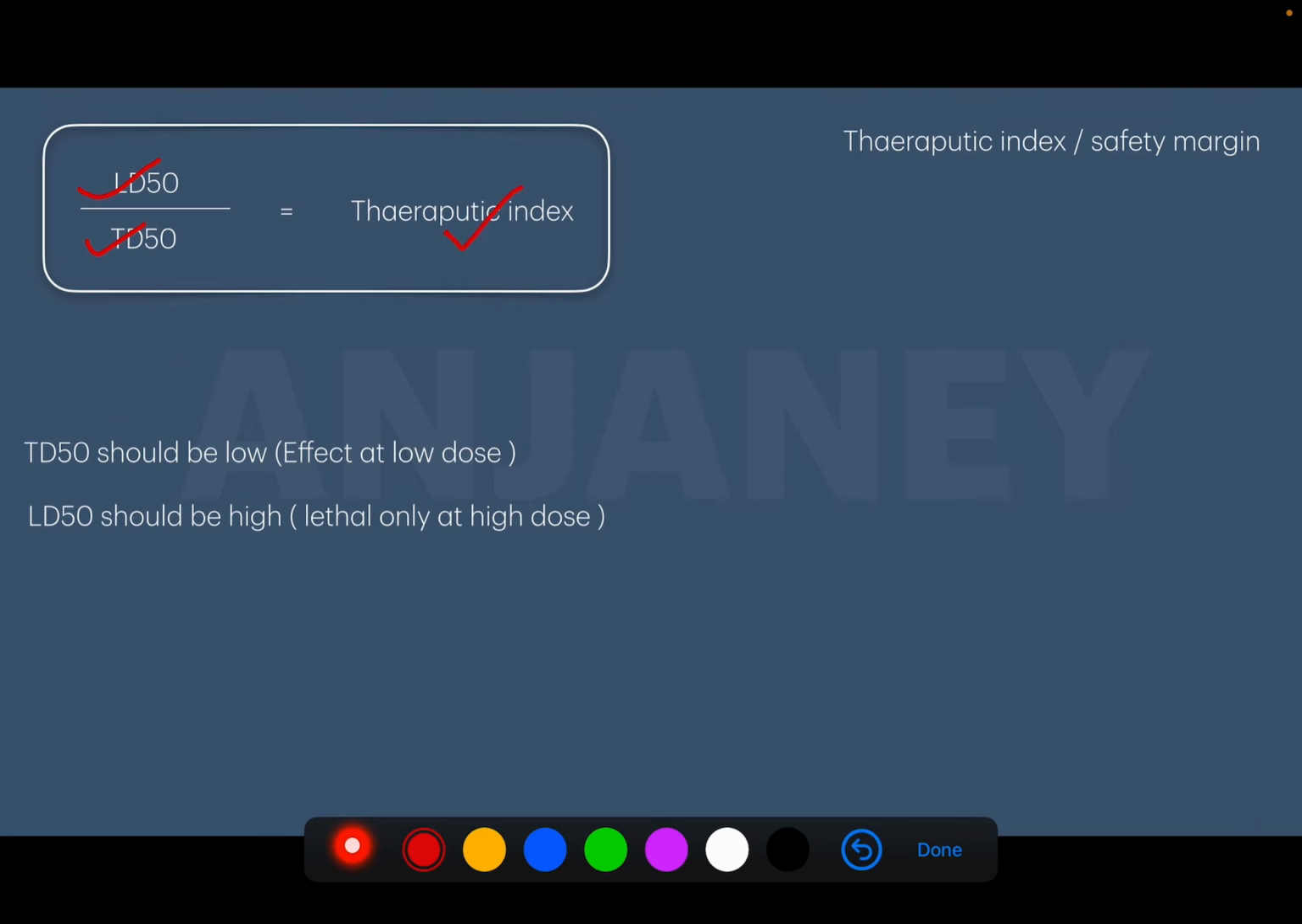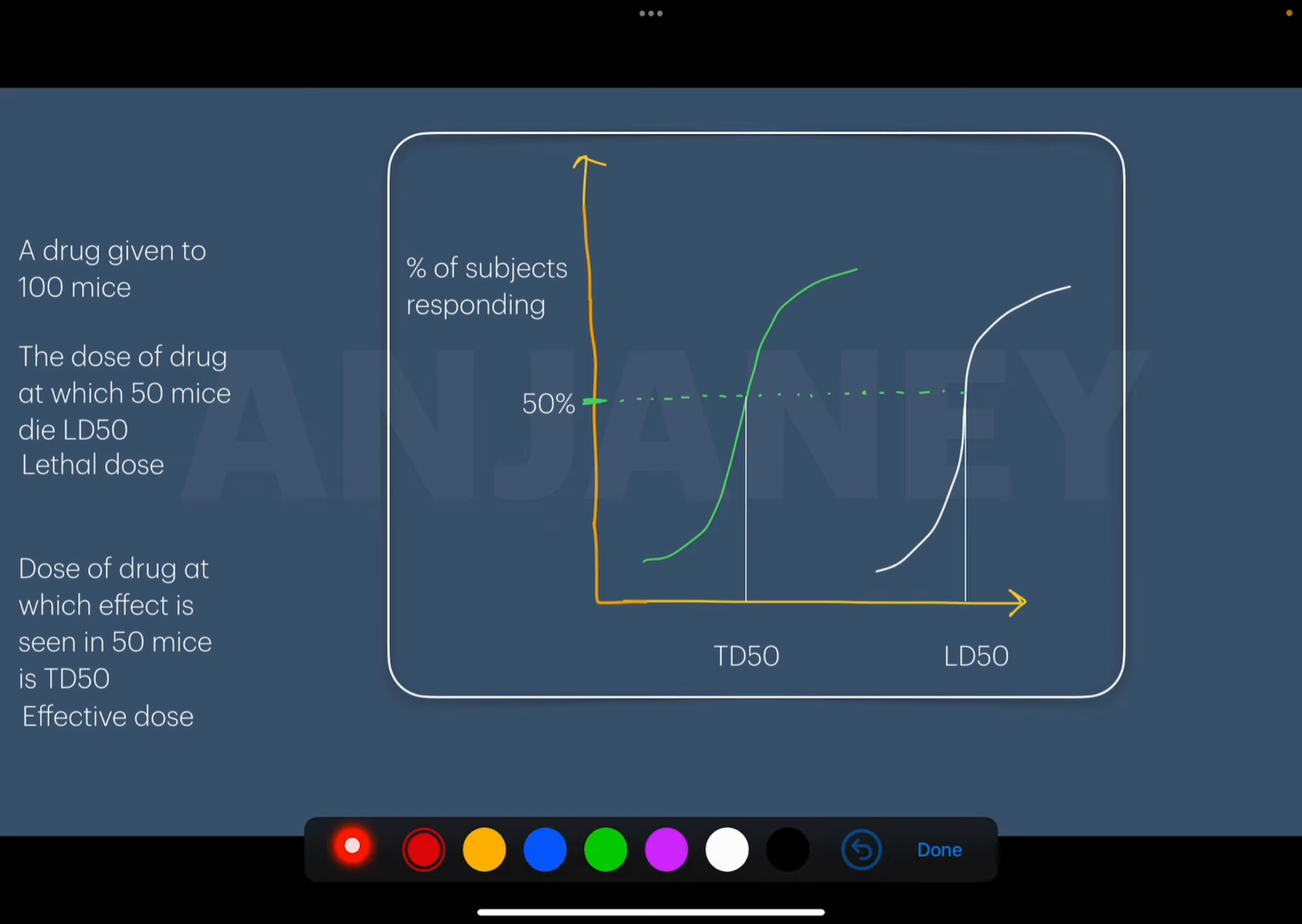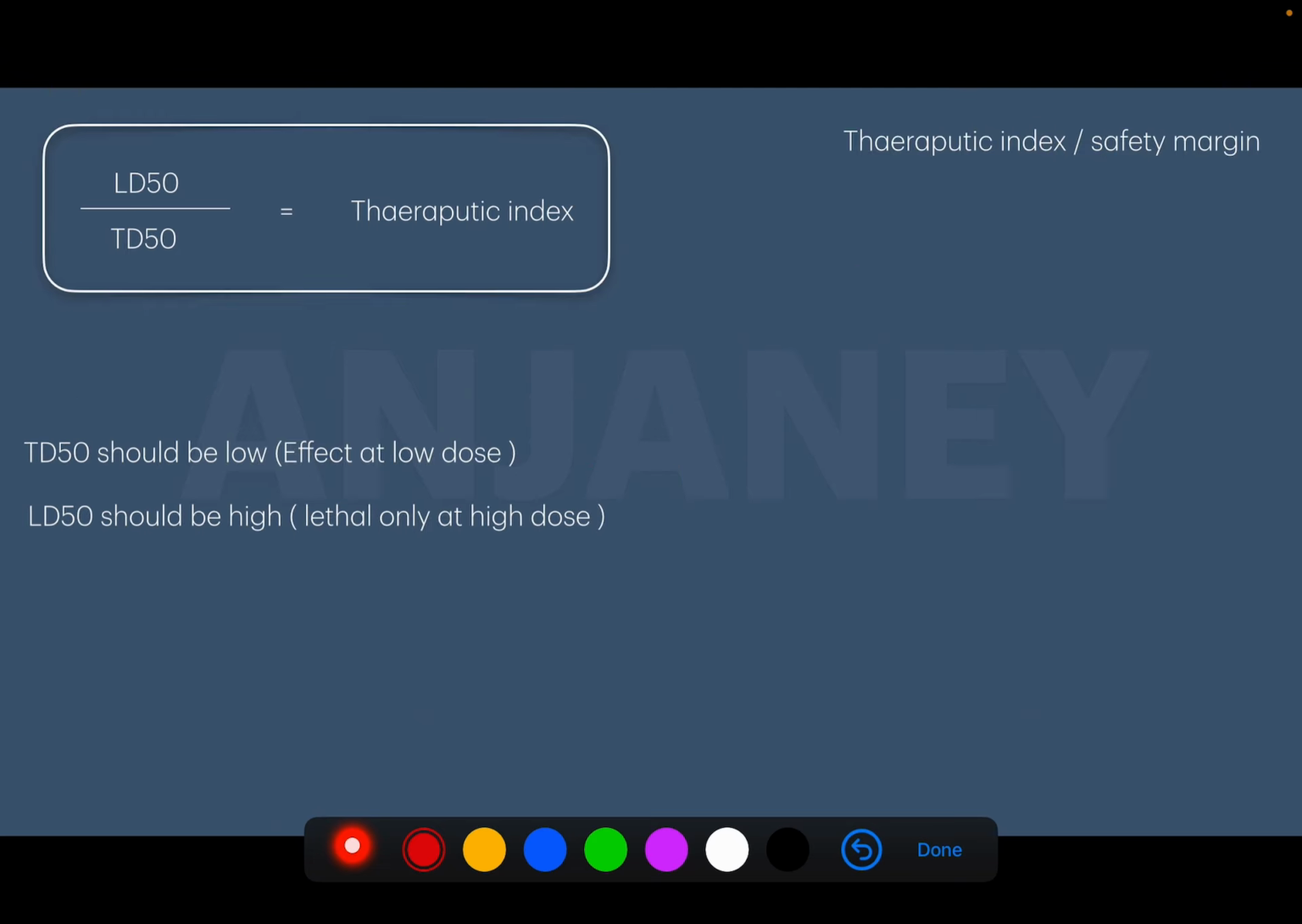Now what I want is for my drug to have a high LD50, meaning only at a high dose is it lethal, and I want a low TD50. Why? Because I want my patients to get the effect at a low dose. What I want is that at a very low dose 50% of individuals get the effect of this drug. So LD50 should be high, TD50 should be low. So the therapeutic index of a drug should always be high. Don't use narrow therapeutic index drugs, those are harmful. So therapeutic index is a safety margin.